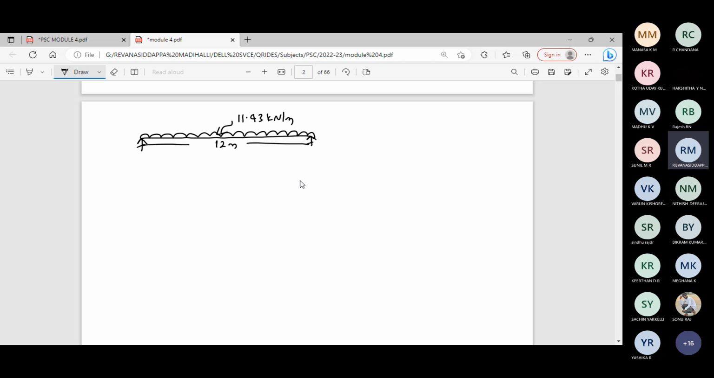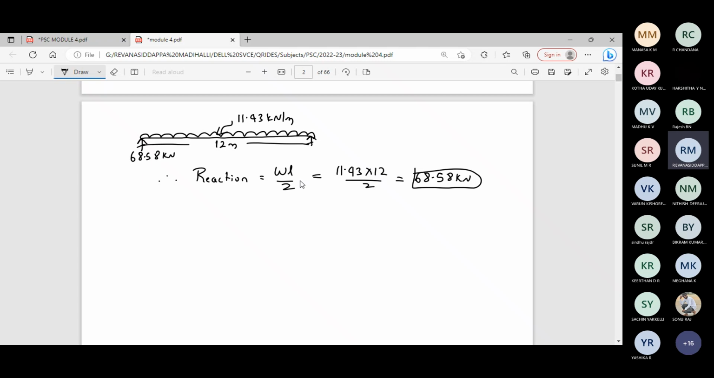What is the shear force at the support then? Whatever reaction you get will be the shear force, correct? Therefore, reaction at support is equal to WL by 2, total load divided by 2. 11.43 into 12 divided by 2. The answer that you get is 68.58 kilonewton. Now the shear force at the support is how much?